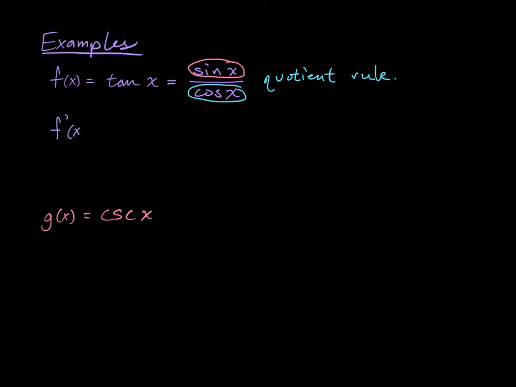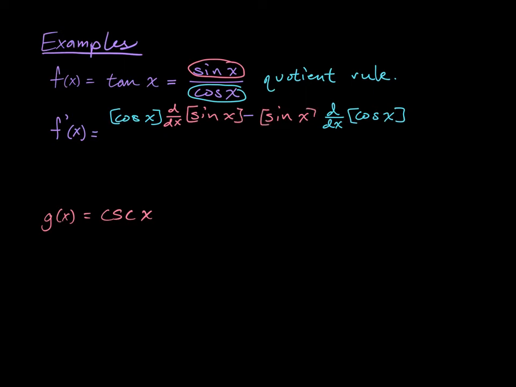So f prime of x will be the cosine of x times the derivative of the sine of x, minus sine of x times the derivative of cosine of x. I'm going to go back here and put in my brackets. There we go. And all of this will be divided by cosine of x squared.